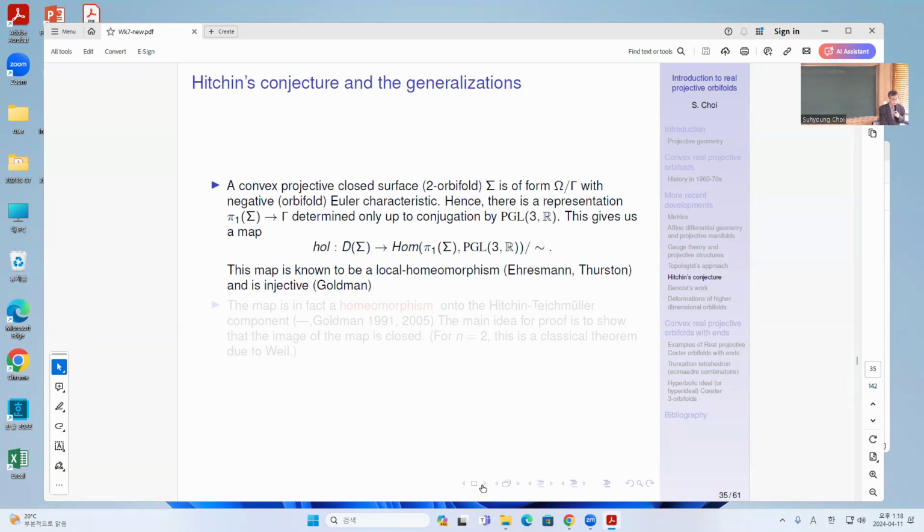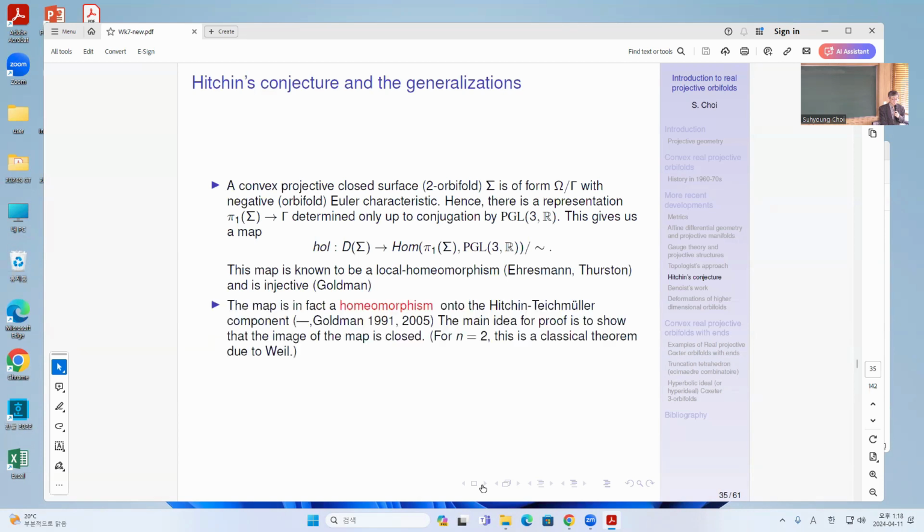This map is known to be a local homeomorphism. And for this case, these always land in the irreducible part, so you don't have to worry about non-Hausdorff GIT quotients or this kind of thing. So it will be a local homeomorphism. But this map is actually a homeomorphism onto the Hitchin-Teichmüller component. So there is a Hitchin component in here, and it will be a homeomorphism.